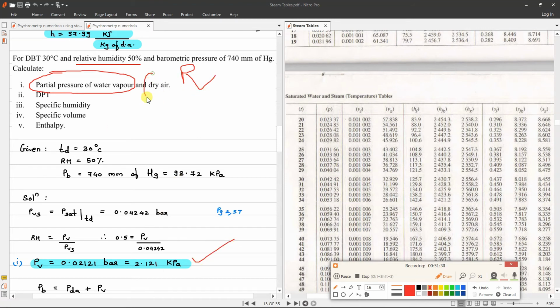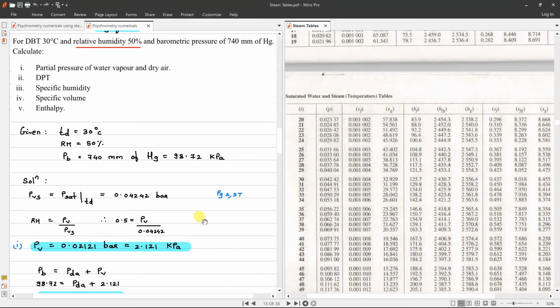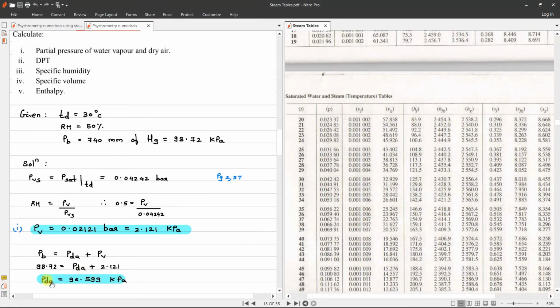And we also have to calculate the partial pressure of dry air. How to calculate that? Total pressure PB is the partial pressure of dry air plus the partial pressure of water vapor. The PB value is given in the question. So this value we know, and the PV value we have calculated. So we can finally calculate PDA, the partial pressure of dry air. Here you can see I substituted the values and calculated PDA as 96.599 kilopascal.